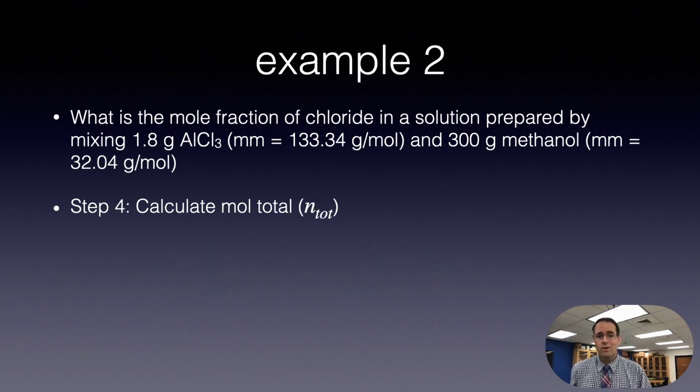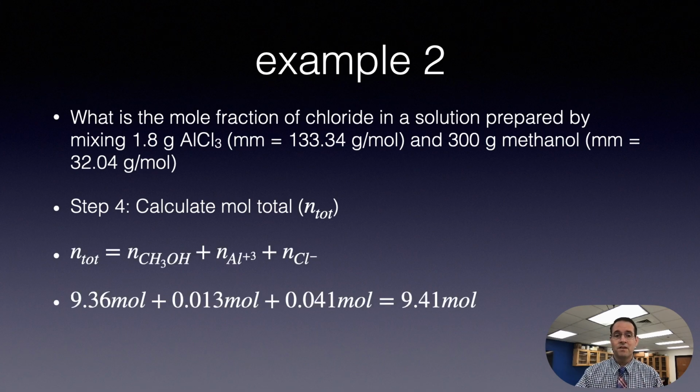So step 4, you want to calculate the total moles in solution, okay? And that's the moles of every single particle. Remember that a solution can be quite complex. You might have sugar molecules and water molecules in sugar water, or in this weird situation, we have a bunch of ions and methanol all in that solution, okay? So you just add them all up, and I get 9.41 on my calculator, okay? So that's the total moles of individual particles in this solution.